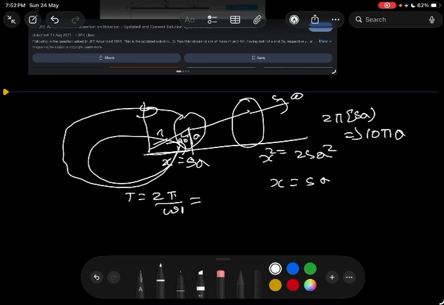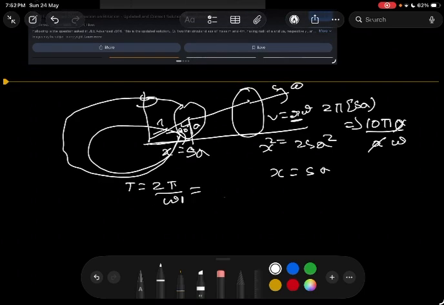Time is distance by speed, and v equals r omega. We all know the formula, where r is basically, guys, a, the radius. So a omega, we got the omega value, it is given in the question. So 10 pi a over a omega, so omega dash is omega by 5. We got the option D, guys.